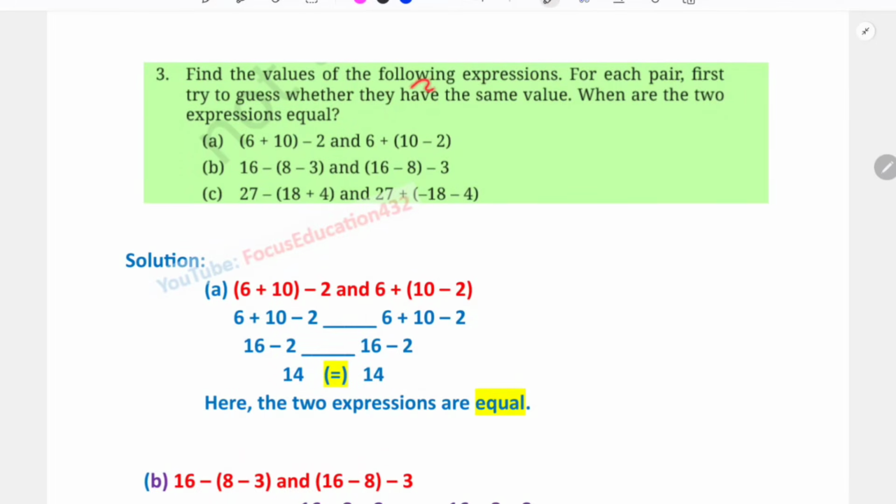Find the values of the following expressions. Here expressions are given, we have to find the values. For each pair, that means two are given here. First try to guess whether they have the same value or not. When are the two expressions equal?